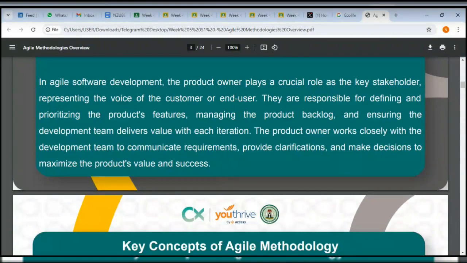It is also your responsibility to ensure that the development team delivers value with each iteration, right? That you're not wasting all these meetings and feedback and information collection, and that for every feedback, data, or market demand you receive, you are able to put it to good use with the development team. The product owner works closely with the development team to communicate requirements, provide clarifications, and make decisions to maximize the product's value and success.